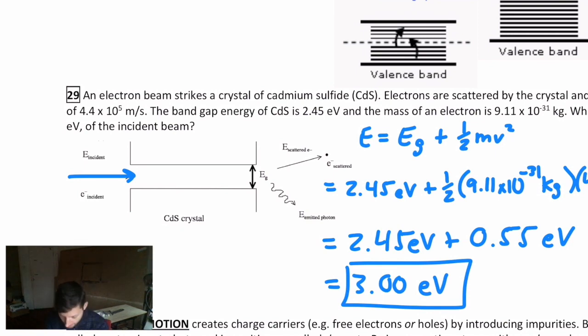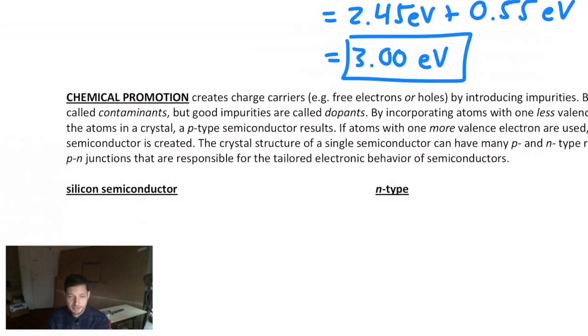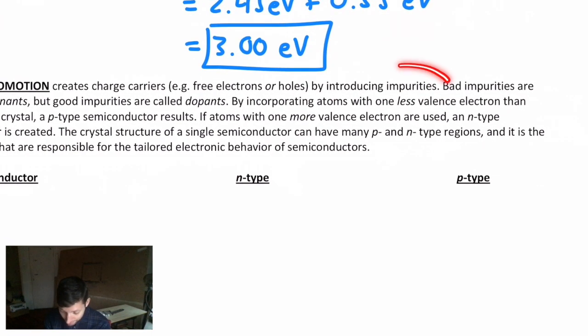Okay, so I just want to wrap up by talking about semiconductors a little more closely and how we can alter their properties by creating impurities. So this is called chemical promotion, and this creates charge carriers, those free electrons or holes, by introducing an impurity. Don't let the word impurity fool you.